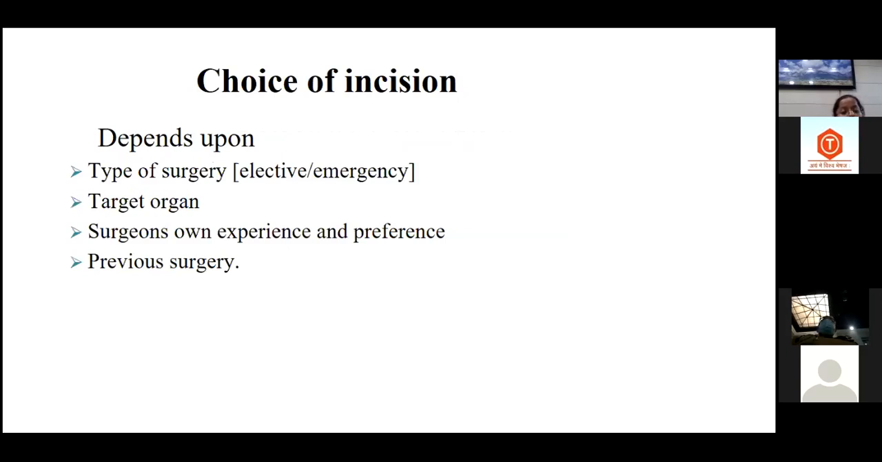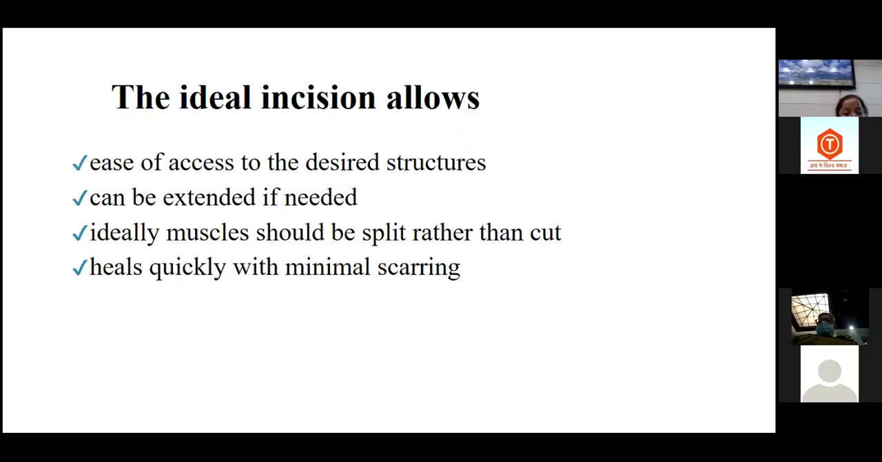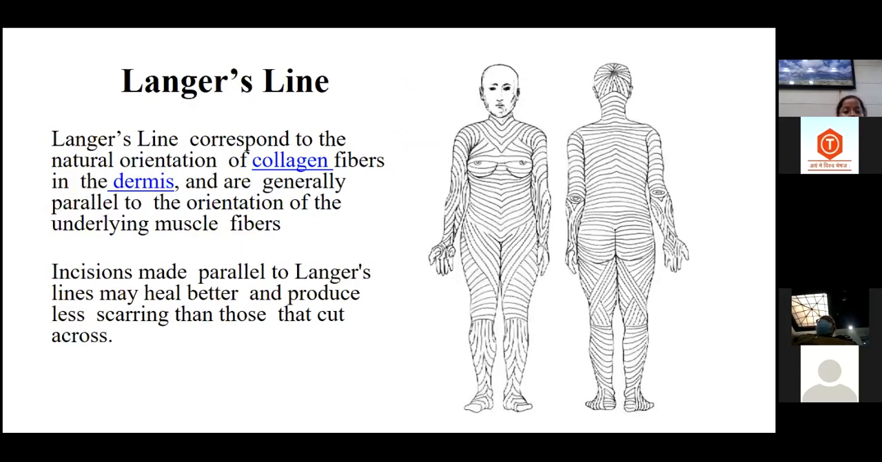Choice of incision basically depends on the type of surgery, whether it is elective or emergency, the target organ that has to be reached, the surgeon's own experience and preference, and the history of previous surgery. An ideal incision allows ease of access to the desired structures and can be extended if needed. Ideally, muscles should be split rather than cut, and it heals quickly with minimal scarring.